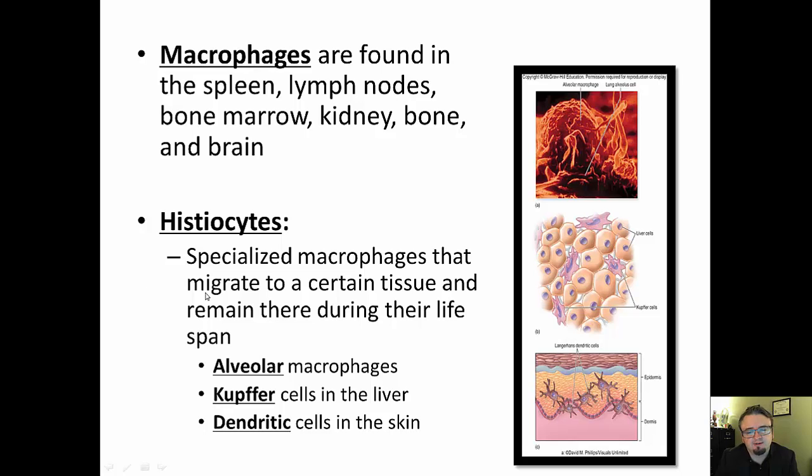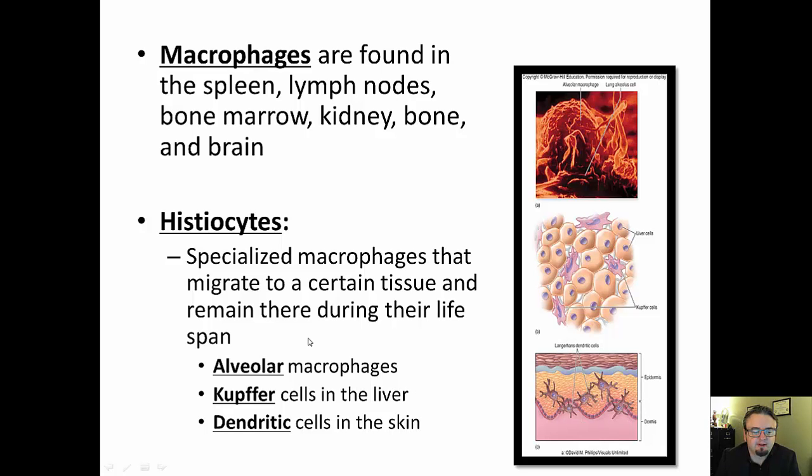Now, histiocytes are a specialized type of macrophage, and these are often characterized by where they're found, in addition to the fact that they often have some extra unique features. Examples include the alveolar macrophages, which are found in the lungs, alongside the alveoli, part of the lung tissue. Kupffer cells are found in the liver, named after Dr. Kupffer, who named them after himself. And dendritic cells are found in the skin, around the dermal layer.